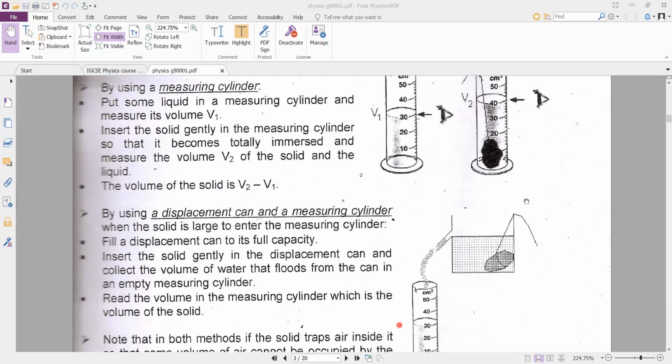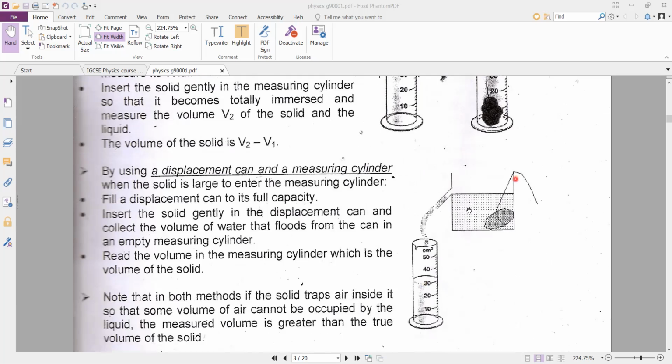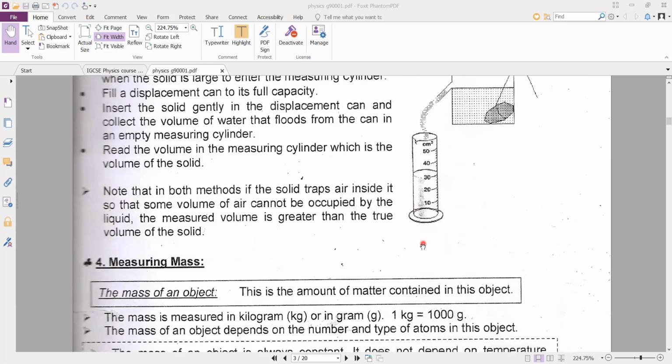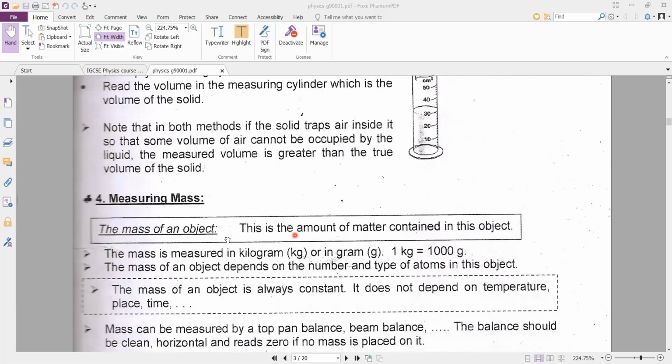Another way is by using a displacement can. What exactly is a displacement can? It is a container. When the solid is added, it pushes out an amount of water, and that amount of water is the volume of the irregular shape. So we find the volume by the water coming out. Okay? Today, inshallah, we are going to measure mass.